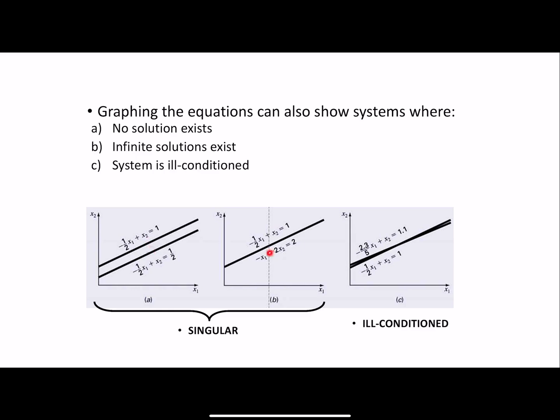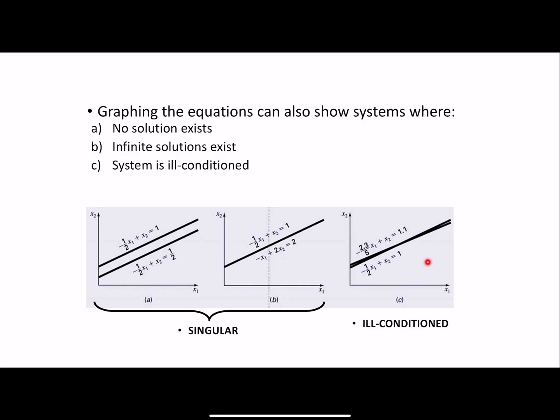Conversely, these two equations may imply two lines which are the same line. They lie exactly on top of each other, in which case we have an infinite number of points that belong to both line 1 and line 2, so an infinite number of solutions. In both these cases, the matrix that is used to represent this linear system is called singular.